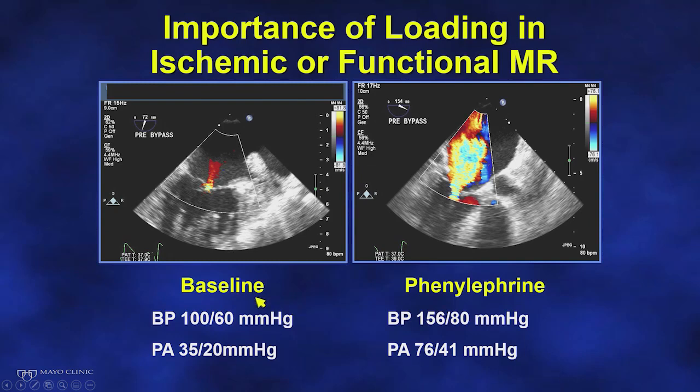That can really show itself in the operating room. Here's a patient that had recurrent flash pulmonary edema due to severe mitral regurgitation. In the OR, under general anesthesia, these are her vitals: blood pressure 100/60, PA pressure 35/20, mild mitral regurgitation. We then gave the patient some phenylephrine, just got the blood pressure up to 150s. Now the PA pressure is in the 70s, and there's severe mitral regurgitation.